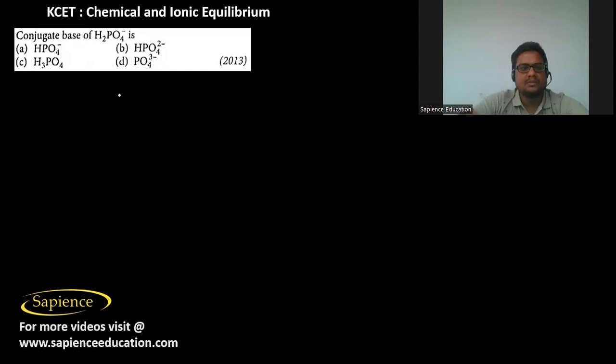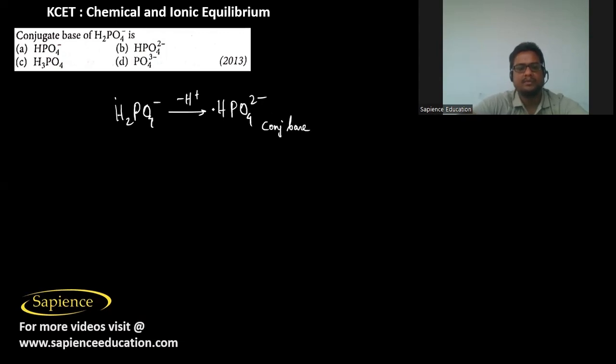Then here it is asked, the conjugate base of H2PO4 minus is? The conjugate base will be obtained if we remove one H plus ion from H2PO4 minus. If we remove one H plus ion, then it will form HPO4 2 minus. So this is the required conjugate base of H2PO4 minus. So option B is the correct answer.